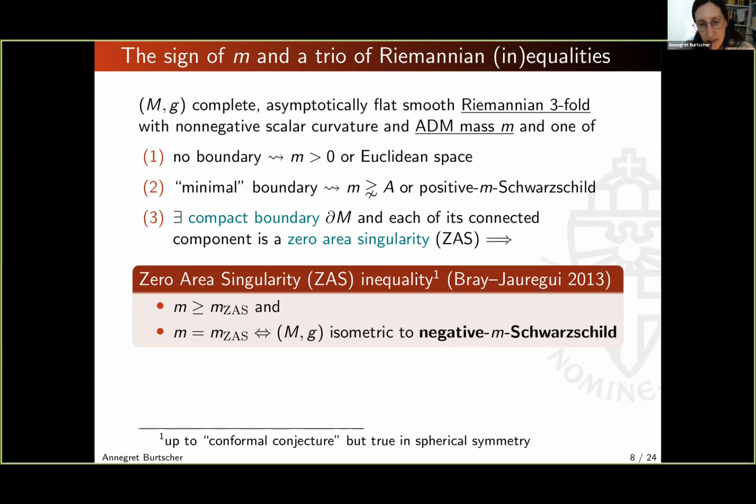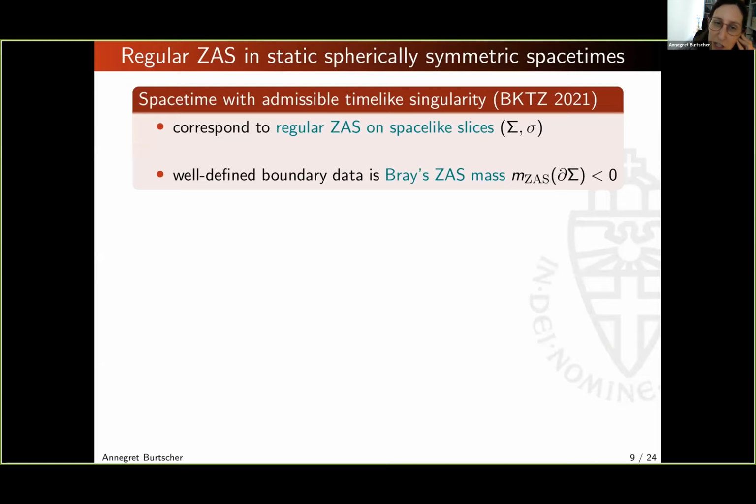And I will explain how we use this in our framework and what these terms even mean, what this zero area singularity and the mass mean. So I'll try to keep this a little bit simple here, but essentially what we want to study is spacetimes with certain admissible timelike singularities. The admissibility comes from the interpretation as a zero area singularity in the Riemannian sense due to Bray. We assume that in these spacelike slices we have a regular zero area singularity, and moreover that the boundary data can be interpreted as Bray's notion of SAS mass. And this should be negative then.